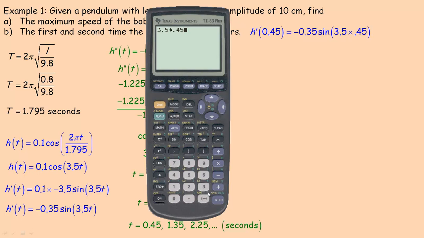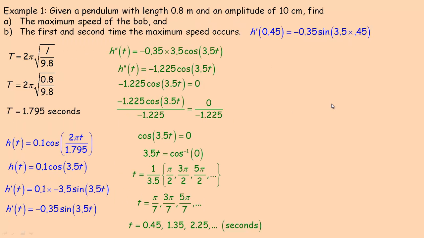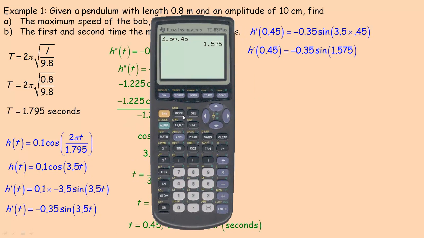I want to do the 4 there, 4.5. So it's going to be 1.575 in the brackets here. And actually, maybe I'll bring that one up. And of course, you want to make sure that calculator is in radian mode. So negative 0.35 at the front here, sine 1.575, close bracket. And so it's almost exactly a negative 0.35.